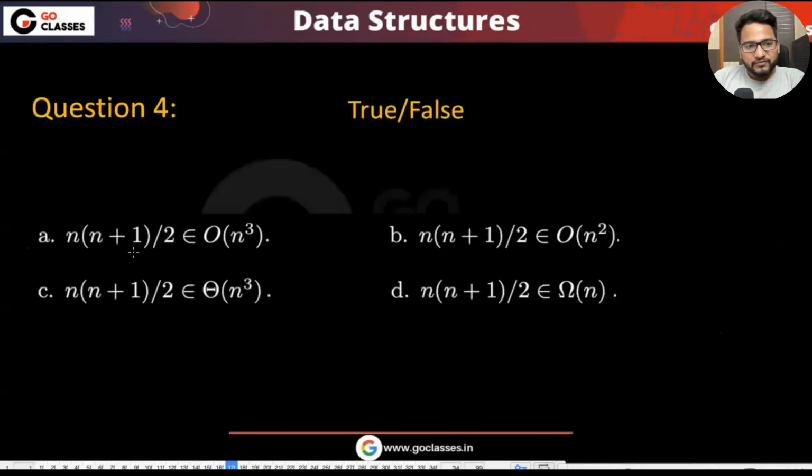Now let's check these functions. I think this is n square. You can definitely write n cube. This is n square, n square, n square. No, theta is not correct. N square, n. Yeah, this is correct, right? Is this okay?